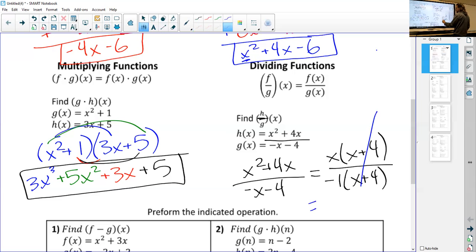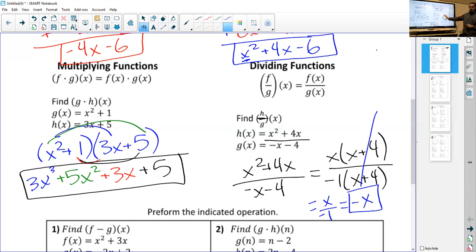So this is equivalent to x divided by negative 1. And anything divided by negative 1 is just the negative version of itself. So all of this, when we divide it out, leaves us with just negative x. This won't always be the case.